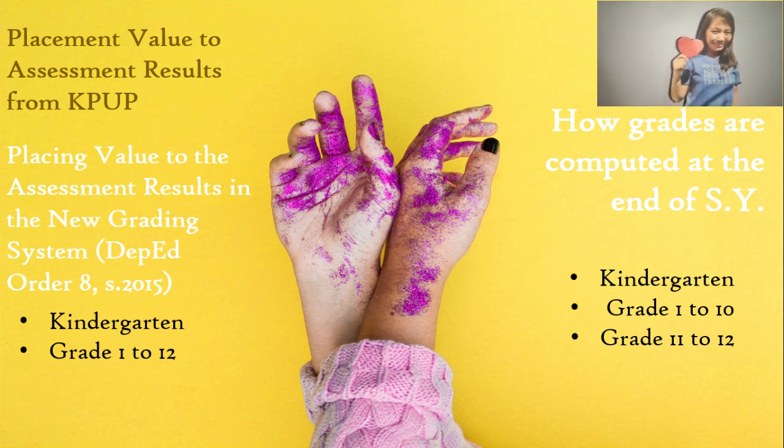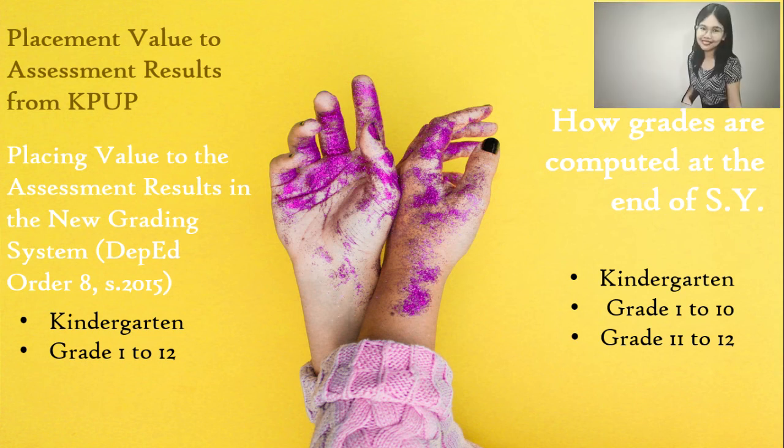Learners are graded on 3 components every quarter: written work, performance tasks, and quarterly tests. How grades are computed at the end of the school year. For kindergarten, checklists, anecdotal records, and portfolios are presented to the parents at the quarter for discussion. For grade 1 to 10, the average of the quarter grades produces the end of the year grade, and the general average is computed by dividing the sum of all final grades by the total number of learning areas. Each learning area has equal weight.